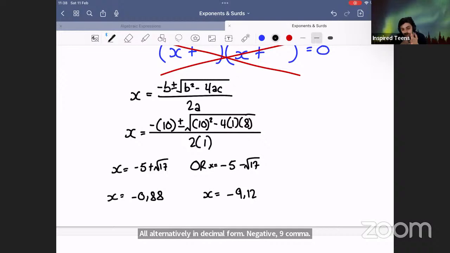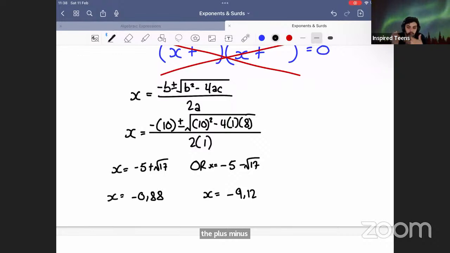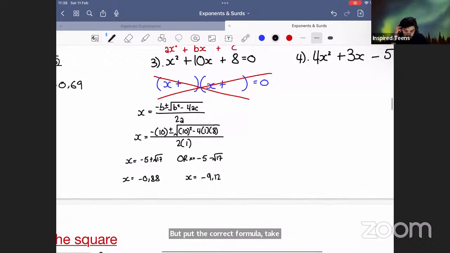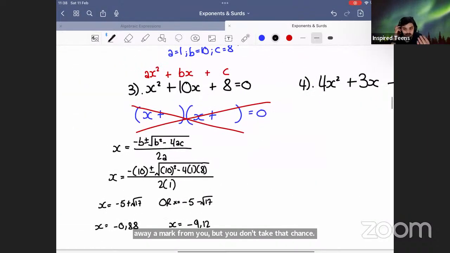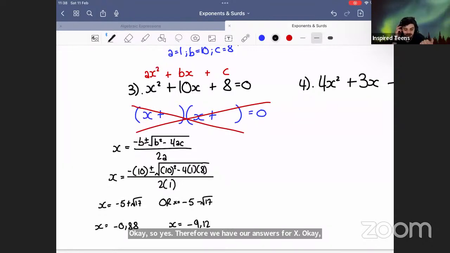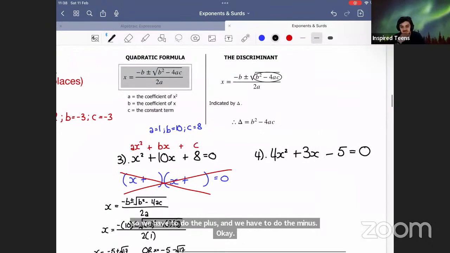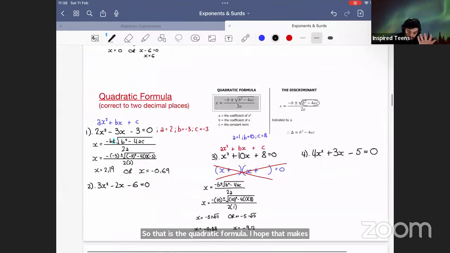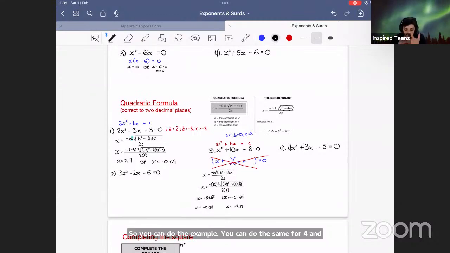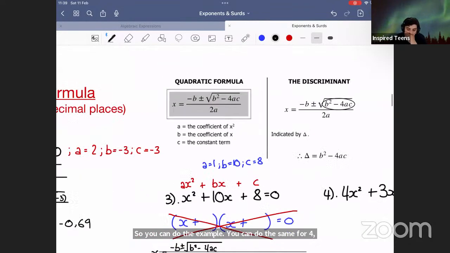Correct. In the marking, if you don't put the plus minus next to the square root, essentially a teacher could not see that because it's like a formula that they just expect you to copy down right, but put the correct formula. Technically, they could take away a mark from you, but you don't want to take that chance. Okay, so yes, therefore, we have our answers for x. So we have to do the plus and we have to do the minus. Okay, so that is the quadratic formula. I hope that makes sense. So you can do the same for 4 and for 3. You take A, B, C, you sub it into the quadratic formula.